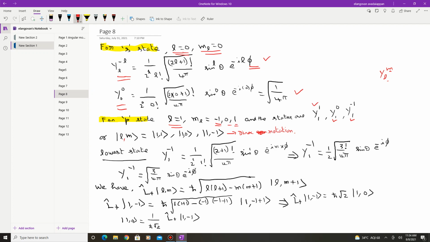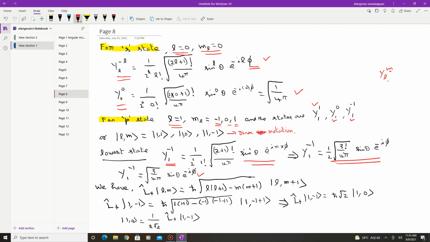We put L is equal to 1, Y_L, and the ML here, we put L is equal to 1, Y1 minus 1, you get this expression. So from this the lowest state can be taken. So first you have to write down the lowest state. So the lowest state we have arrived at this expression. Y1 minus 1 is equal to square root of 3 by 8 pi sin theta e power minus i phi.